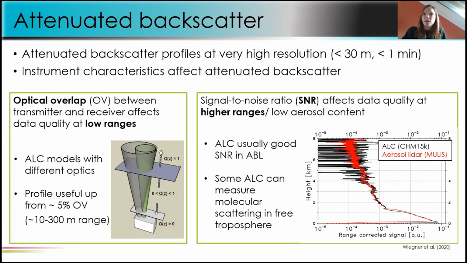In terms of data quality in the higher ranges, the signal to noise ratio is an important aspect, because the further we get from the sensor, the higher the noise that contributes to the signal. Usually we have rather high aerosol content in the atmospheric boundary layer, so the signal to noise ratio is really good. And some of the advanced ALCs are also able to measure molecular scattering in the free troposphere. Here, for example, we see a comparison to an aerosol lidar. Of course, we have more noise in the ALC, but on average, there is some good agreement.